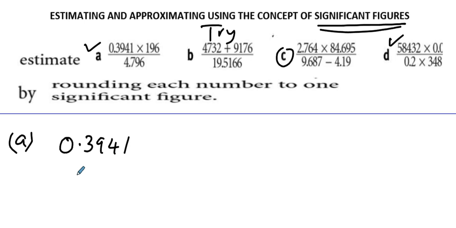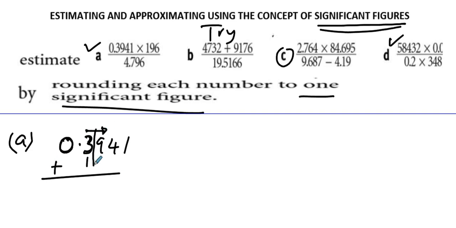So we have 0.3941. 0 is not a significant figure, so 3 is the significant figure. So I stand on 3, the boundary. I need one significant figure. So I stand on 3, check on the right. 9, so I'll be adding 1 here. So this will be 4. This will be decimal point, this will be 0.